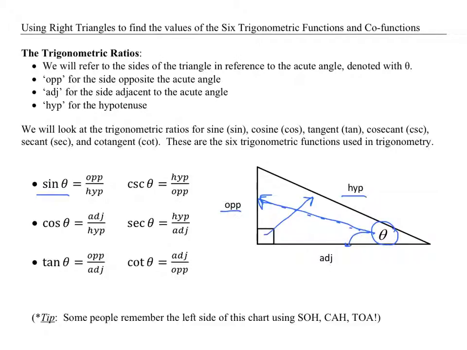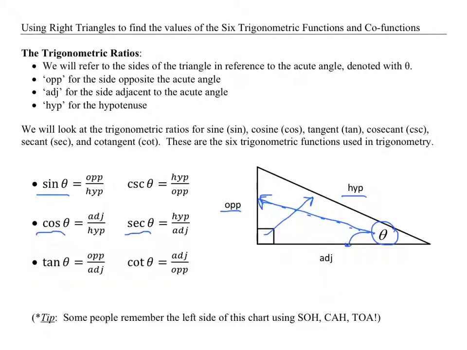So the sine of this angle is the ratio of the side opposite to the hypotenuse. The cosine is the adjacent side over the hypotenuse, that ratio. The tangent is opposite side over adjacent side. Now, sine and cosecant, their ratios are just reciprocals. And the same way with cosine and secant. Their ratios are just reciprocals, and tangent and cotangent, those ratios are just reciprocals.